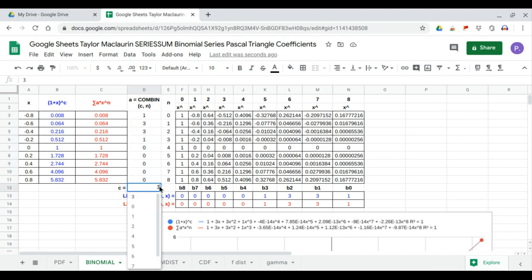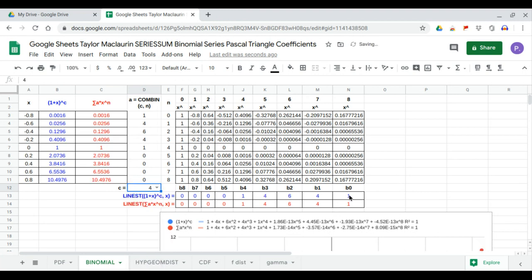Change this to 4. Now we have Pascal triangle coefficients 1, 4, 6, 4, 1. And in our trend line, we have 1, 4, 6, 4, 1. And the rest are considered as 0 because these are very small. So 1.86 times 10 to the minus 13, 1.73 times 10 to the minus 14. These values are very small.